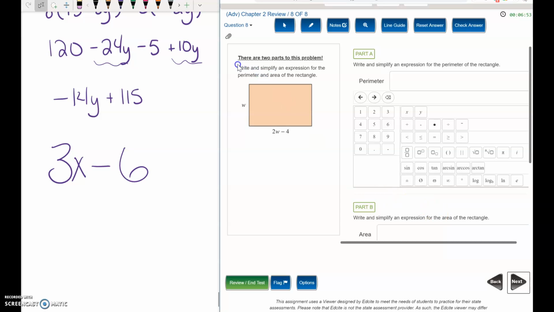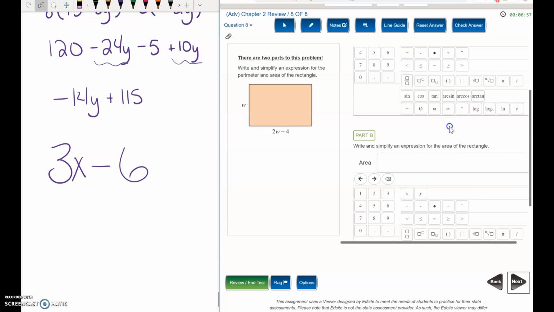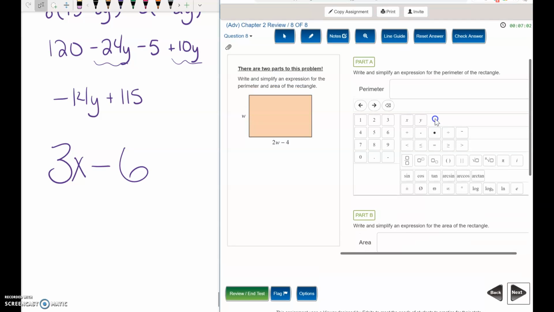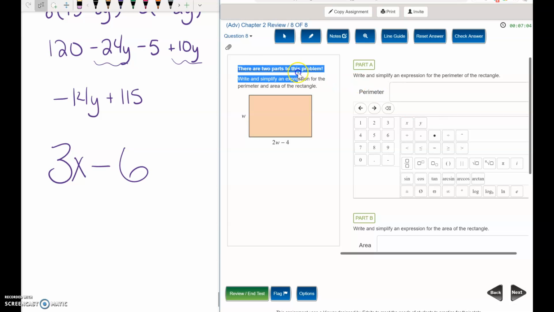And this one, I tried to make this obvious. There are two parts to this problem because on your small screen, if you don't remember to scroll, you could entirely miss part B. So make sure you see this, that there are two parts to this problem. Anytime the problem is long like that, I try to put a note in there. There are two parts. Make sure that you see both parts.